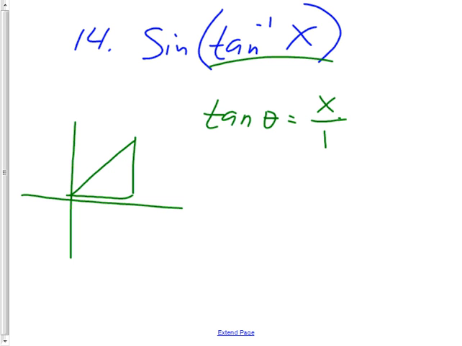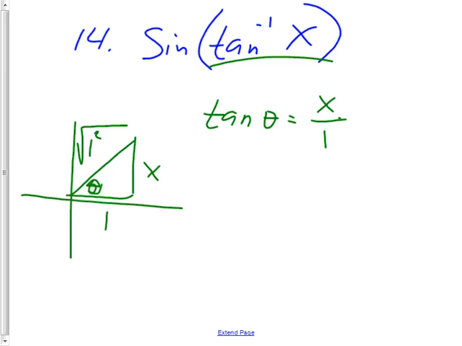Okay. Now, tangent's opposite over adjacent, right? The opposite side is going to be there, if that's theta. Ugh, that's ugly theta, but that's all right. And adjacent is 1. That side. You've got to get good at making these fairly quick because you don't want to take forever on these problems.